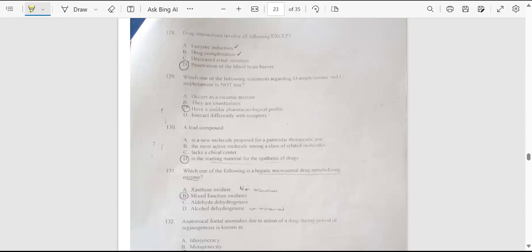So D and L-amphetamines, they occur as a racemic mixture. They are enantiomers. They have similar pharmacological profiles, and they interact differently with receptors. So asking which one is not true. Do they occur as racemic mixtures? I think so. Okay, someone help us with this, but I actually think they occur as racemic mixtures. It's true.